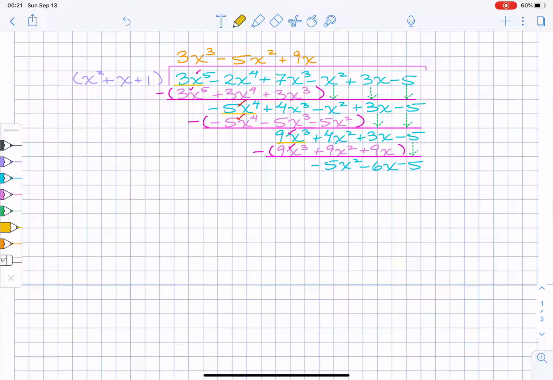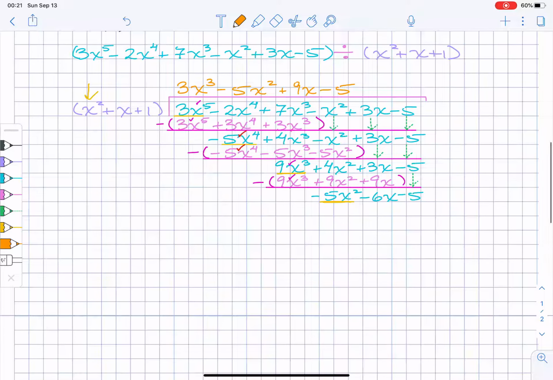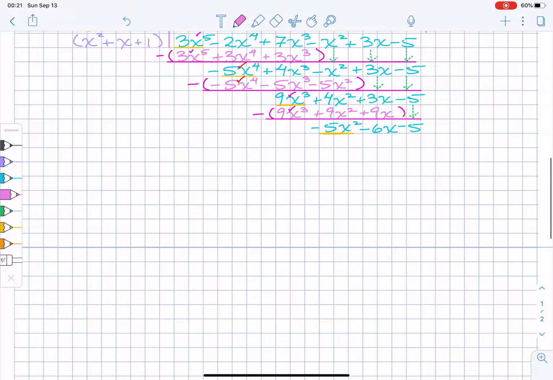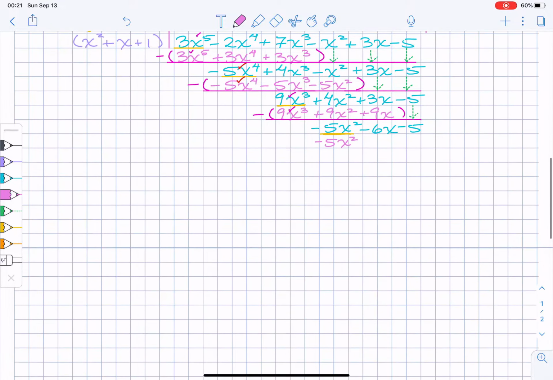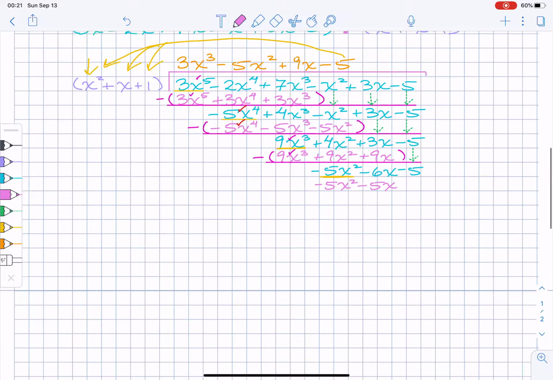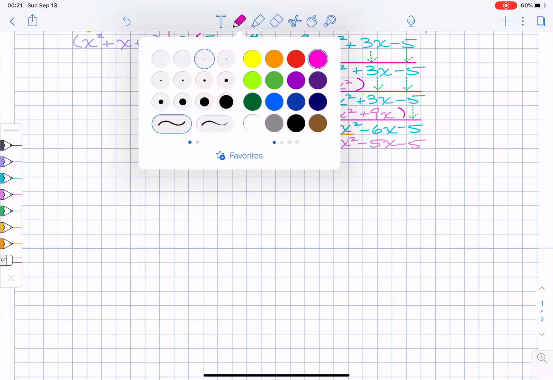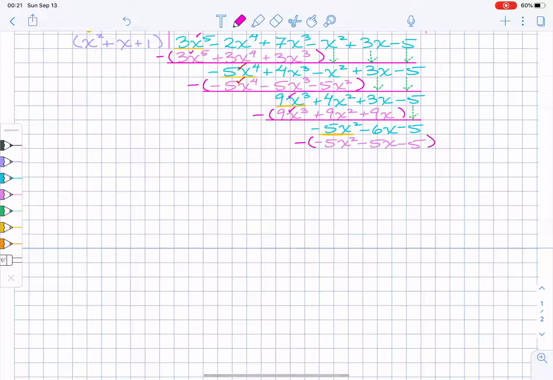We say, okay, what do I need to multiply x squared by in order to get negative 5x squared? And I claim that's negative 5. So now I'm going to take that negative 5 and distribute it to every single term of the divisor. Okay, so negative 5 times x squared is negative 5x squared, which is what we want. And then negative 5 times x will be negative 5x. And then negative 5 times 1 will be negative 5. So this is what I'm going to subtract from the line above.